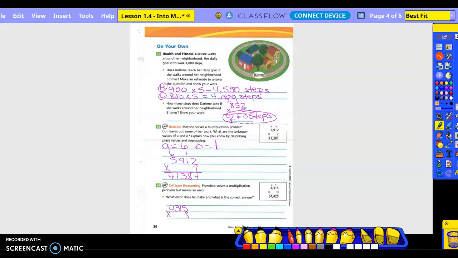4,315 times 8. 8 times 5 is 40, the 0, carry the 4. 8 times 1 is 8, plus 4 is 12, carry the 1. 8 times 3 is 24, plus 1 is 25, carry the 2. 8 times 4 is 32, plus 2 is 34. So 34,520. So what did Francisco forget to do? He forgot to regroup the tens to the hundreds, right? Okay. And then of course, since he didn't regroup that, then he didn't add it in, which got him 100 off. Correct? Okay. All right.